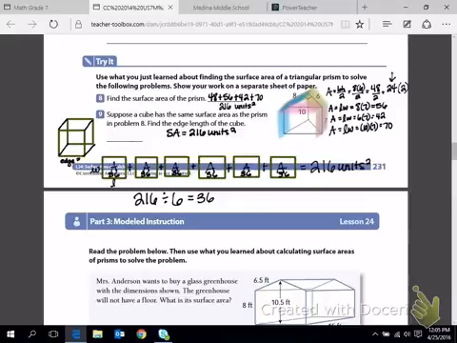So that means that the length of this square is 6, and the width of this square is 6, so its edge length is 6 units.